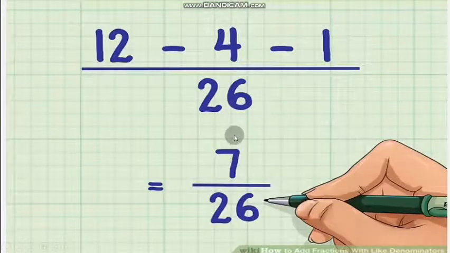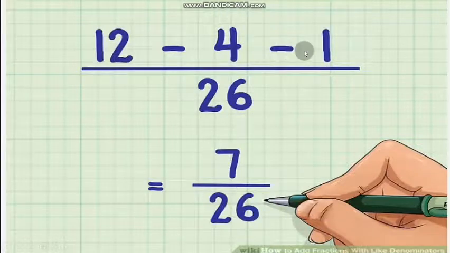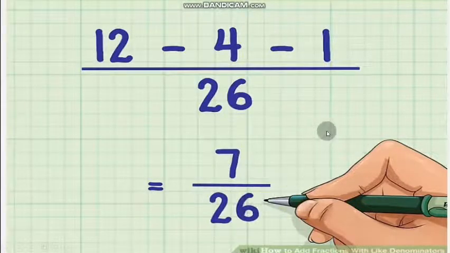Next, subtract the numerators. Like with addition, you don't have to worry about doing anything to the denominator. So, just find the difference between the numerators. In this case, 12 minus 4 minus 1 all over 26 is equal to 7 over 26. You will have to rewrite the fraction with the new numerator. That is 7 over 26.